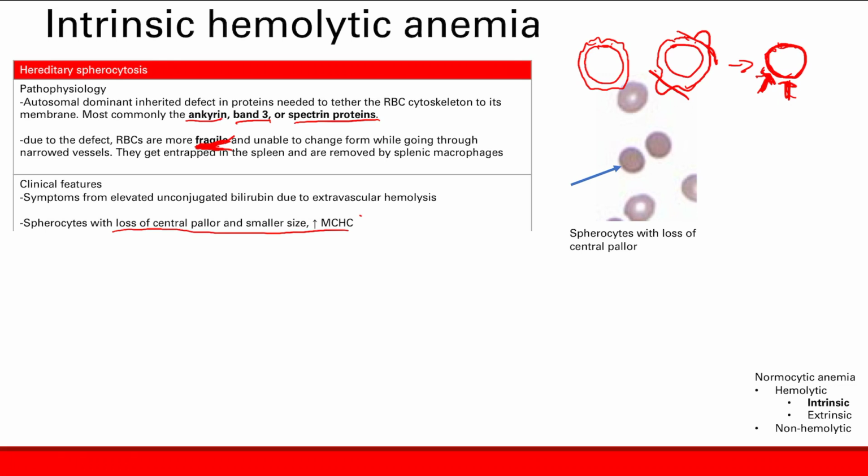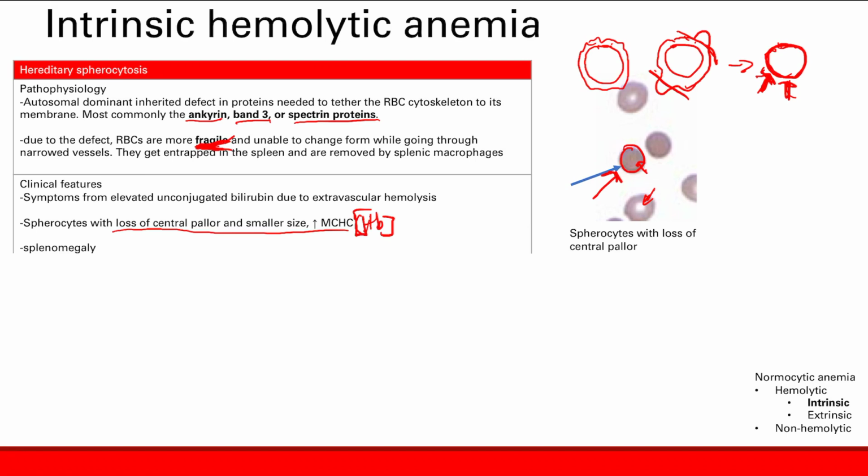This basically just means hemoglobin concentration. So you're going to get increased hemoglobin concentration because you have the same amount of hemoglobin and you have the small size. So again, this is a spherocyte. It's very sphere-like. There's a loss of central pallor. You see, normally there's central pallor here. There's no central pallor here. And so that's a spherocyte.